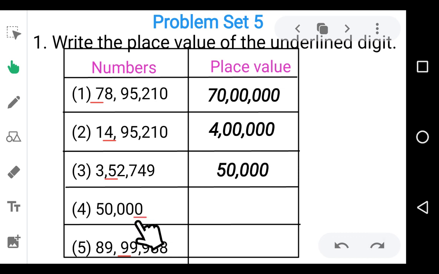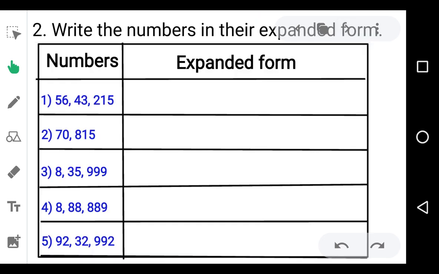Now here 0 is underlined, which place is 0? Unit. Its place value is 0. Then in the last one, see here 9 is underlined and 9 is at which place? 10,000 place. So its place value is 90,000. Now see the question number 2. Write the number in the expanded form.